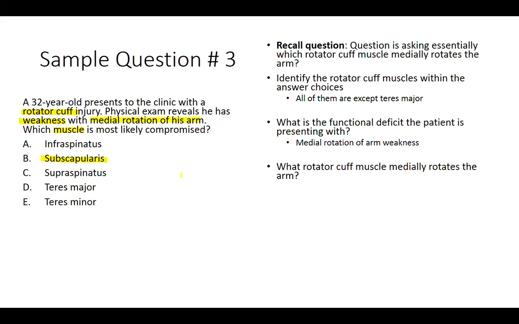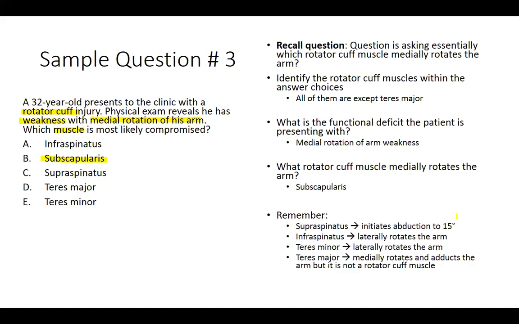Remember, infraspinatus and teres minor, those laterally rotate. Supraspinatus helps initiate abduction to that 15 degrees. So you just have to look at them and remember what the others do. If you're looking at a recall question like this, you look at the question first: which muscle is most likely compromised? Then you look if there's any weakness or whatever they're giving you. In this case, they're giving you a functional deficit, and your job is to attach that functional deficit to the muscle itself.